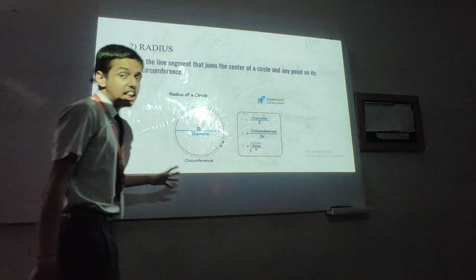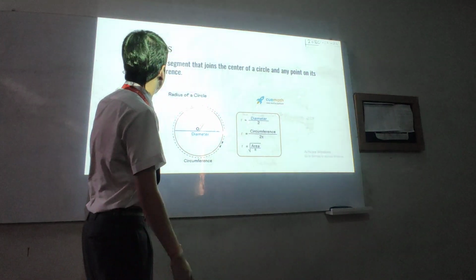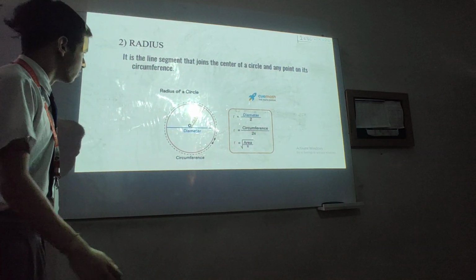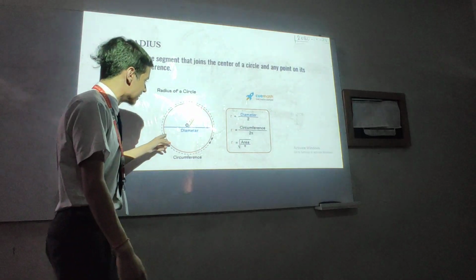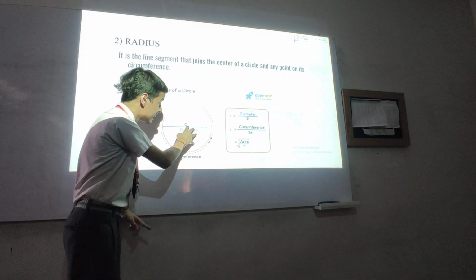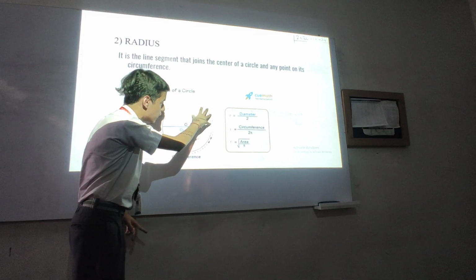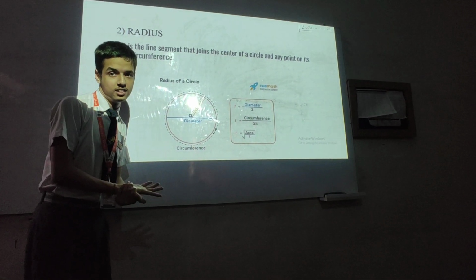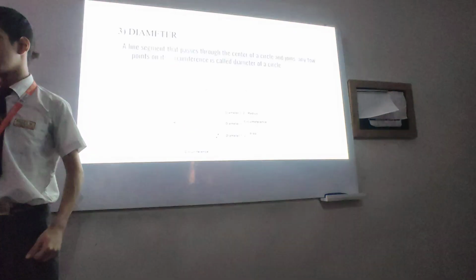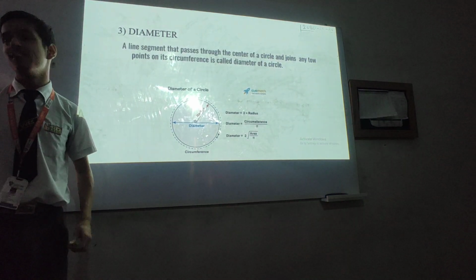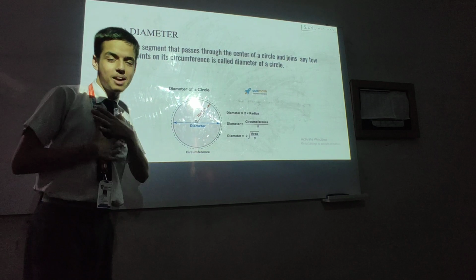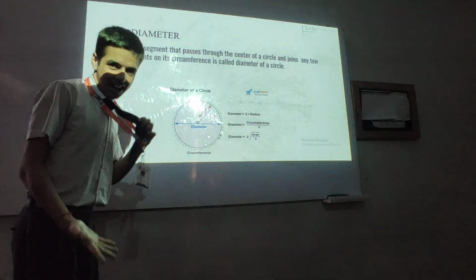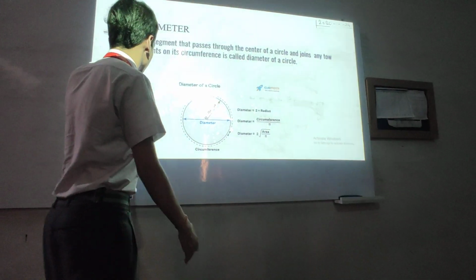Radius. The line segment that joins the center of circle and any points on its circumference is known as radius. Like this line. This line joins this point and this point of a circle. And radius is twice of diameter. Always. Radius is not twice of diameter. Diameter is twice. Sorry, my mistake. Radius is half of diameter.